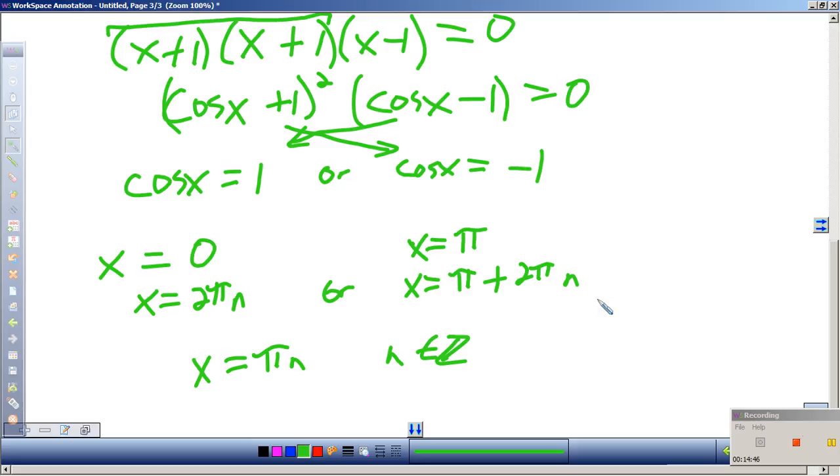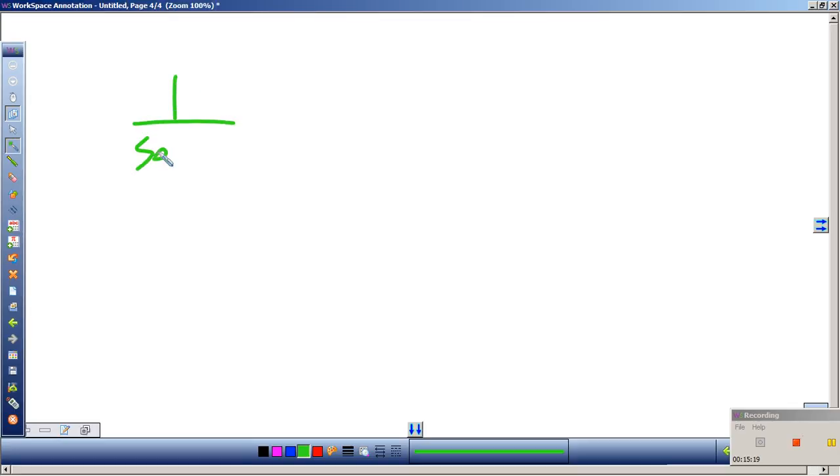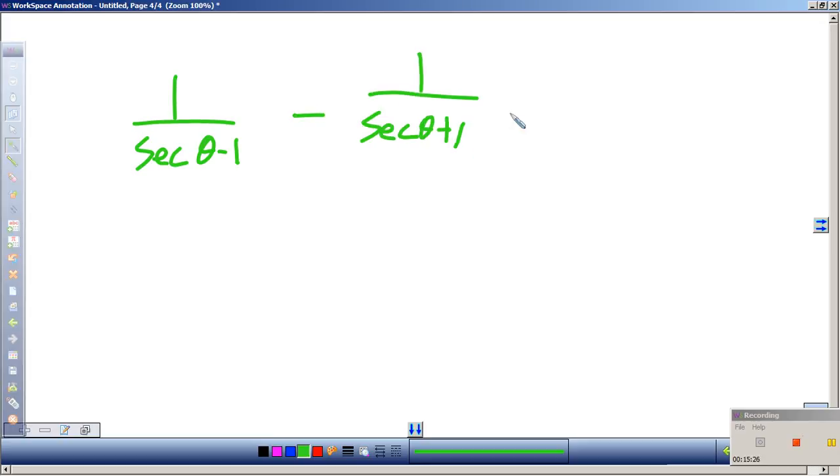Now let's do some secant. So let's see, 1 over secant theta minus 1, minus 1 over secant theta plus 1, equals 0. No, not equals 0, equals 2. How do we do it? Okay, common denominator is probably a good bet, which means what am I going to need to do?